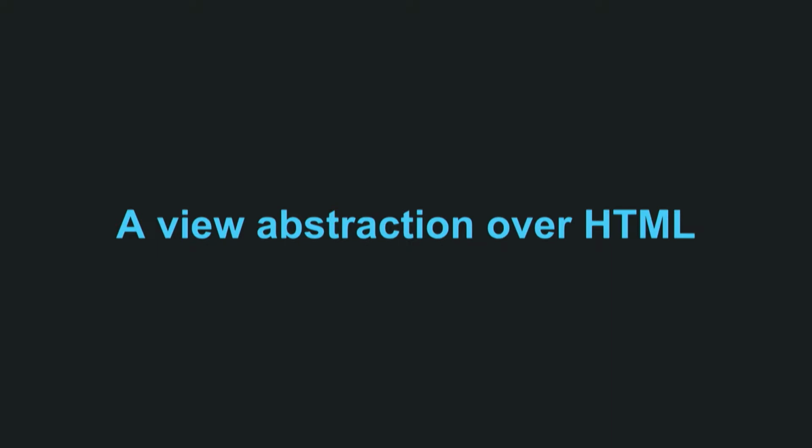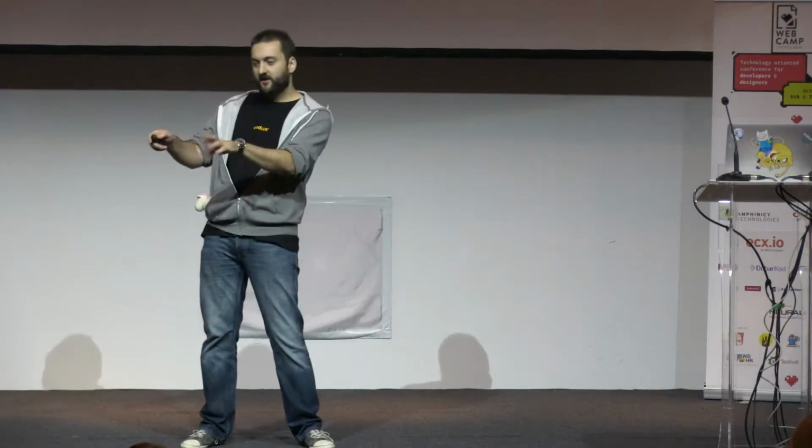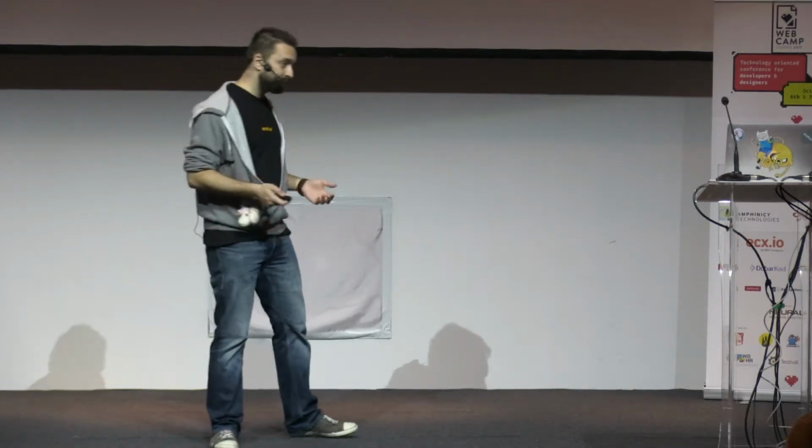OK, so what is it? It's a view abstraction over HTML. And yeah, I see that in your faces. What does that actually mean? So it's just a view layer. It's a library that just does the view part. So it's on you to do data manipulation, and it takes care of whatever HTML things it does in the background. So you don't need to know what the HTML DOM is, how to manipulate it. React does it for you.